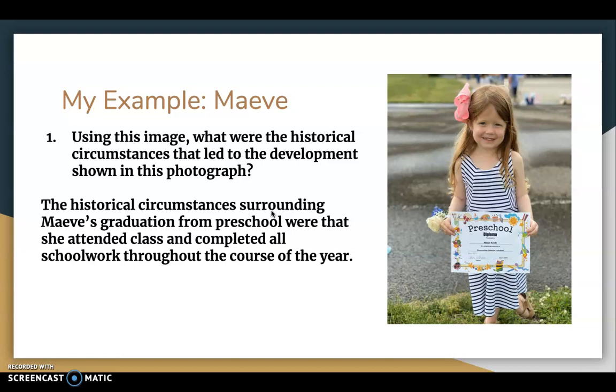And now what I want you to do is pick an example from your own life, or it can be history related if you'd like to do that, and create your own CRQ in the attached document.